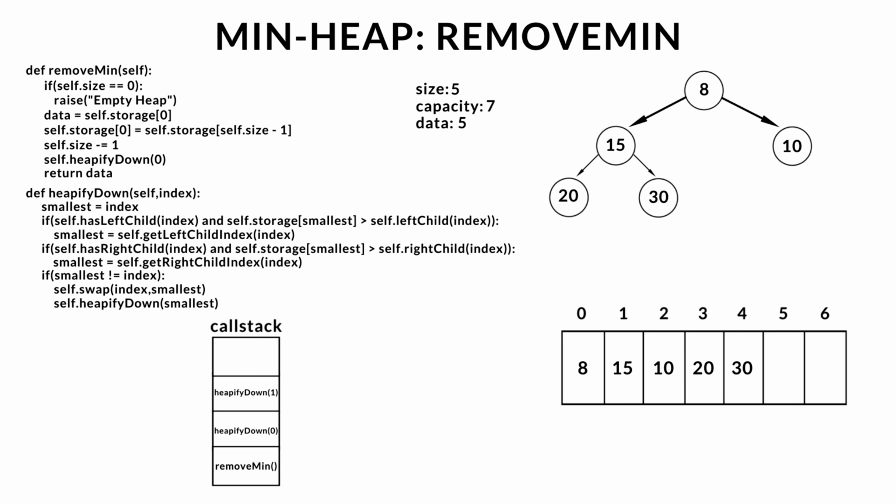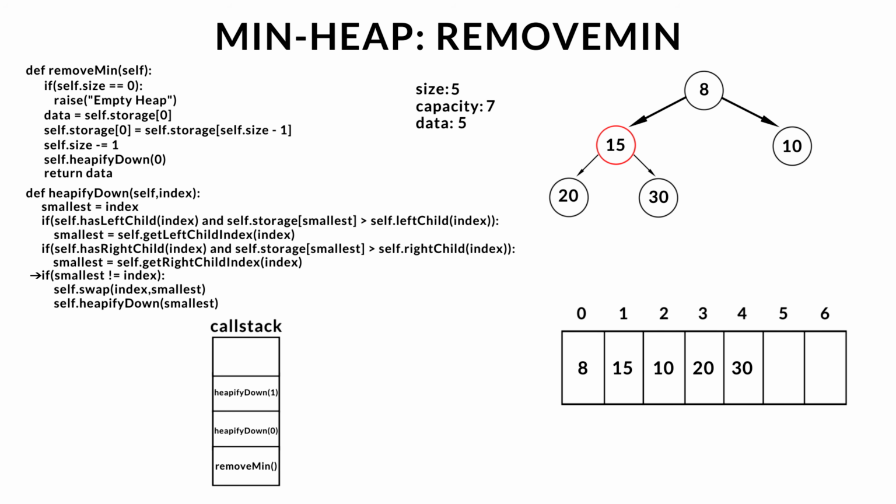Executing our HeapifyDown method once more, we initialize the current node as the smallest. We then check to see if we have a left child. We do. Is the left child smaller than the current? It's not. So now let's go ahead and check the right side. So do we have a right child? Yes, we do. Is the right child smaller than the current node? It's not, so this condition fails as well.